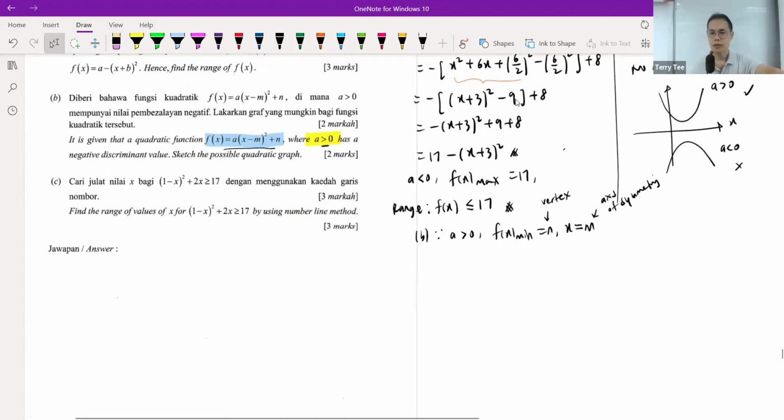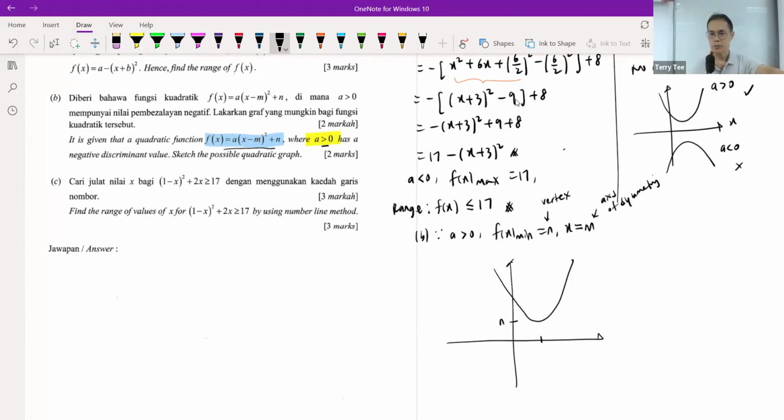So when you sketch, you can draw like this. Let me just sketch nicely. Your vertex is n, axis of symmetry is m. There you go, that's your answer. However, if you draw on the left-hand side, that's also okay, because the question didn't mention whether your m is positive or negative. Your m can be on the left-hand side, your n remains the same. You can draw the first one or the second one, it doesn't matter, as long as it's above the x-axis, a smiley face like this, okay?